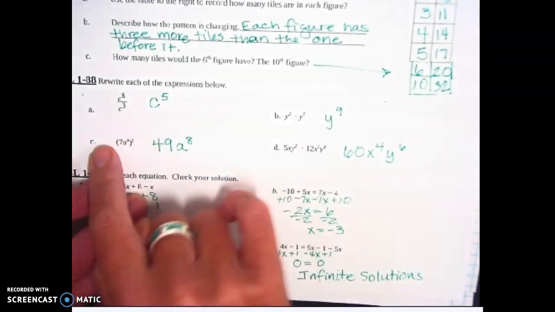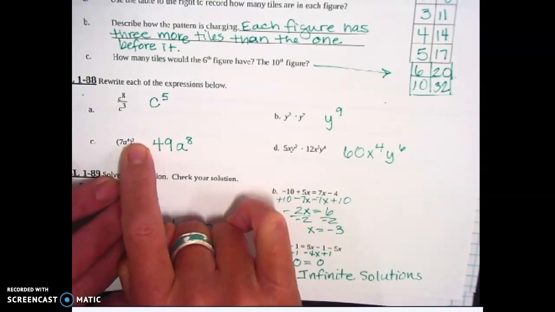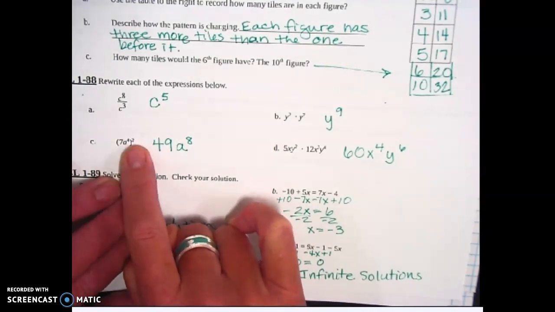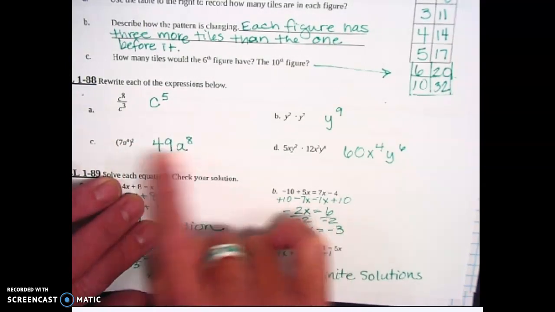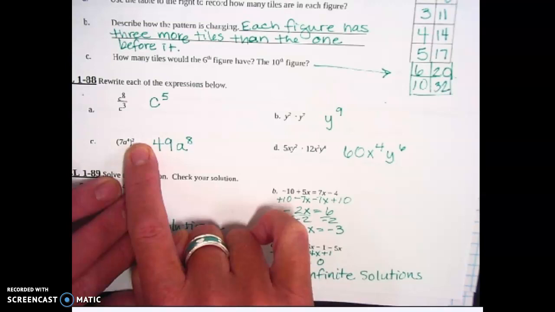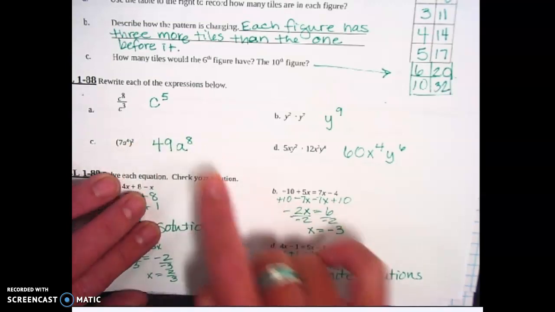Part C, everything in parentheses goes to the power of 2. So 7 to the power of 2 is 49. And a to the 4th to the power of 2 is a to the 8th. That's a power to a power, so you multiply them. 4 times 2 is 8.